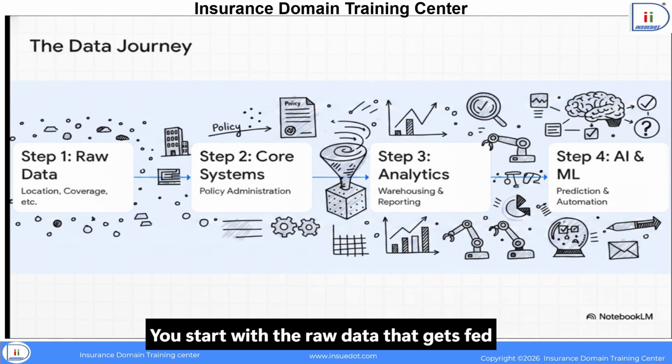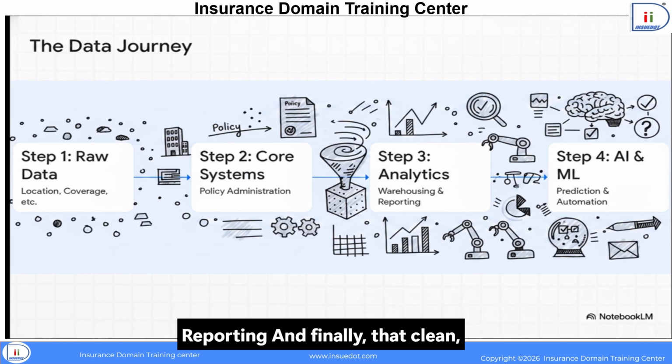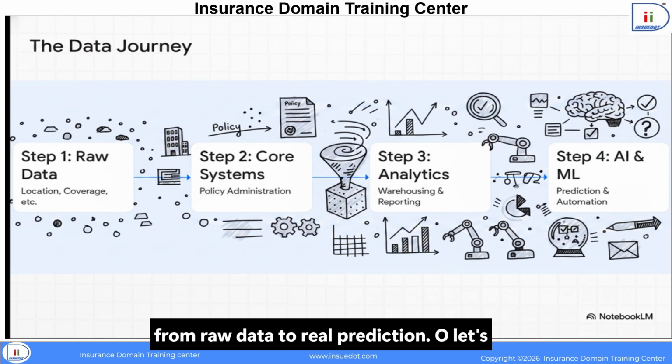This little diagram lays out the entire data pipeline perfectly. You start with the raw data. That gets fed into your core systems just to run the day-to-day business. Then it's moved into analytical systems, like a data warehouse, for reporting. And finally, that clean, curated data becomes the training set that you feed your AI and machine learning systems. It's a classic journey from raw data to real prediction.